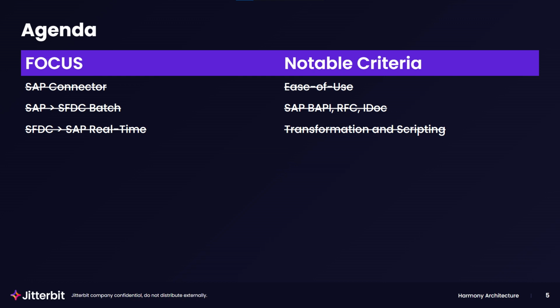So just to recap, we saw the SAP connector, how to set that up and get access to your BAPIs and RFCs and iDocs, and what you can do with those. So for our examples here, we saw batch flows from SAP into Salesforce with our product and customer data. And then we saw the other direction in real time. We saw a new customer as well as a new opportunity get pushed from Salesforce into SAP in a more event-based fashion. And along the way, we also saw how to set up transformations as well as scripts.